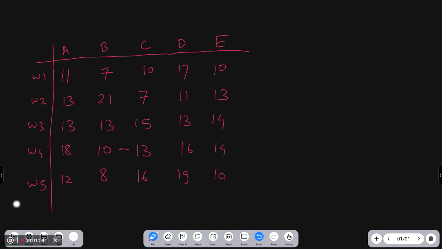Now how many rows and how many columns are here? 5 rows and 5 columns. Therefore, this is a balanced type of problem. It's a balanced type of problem. Right? What is the next one?